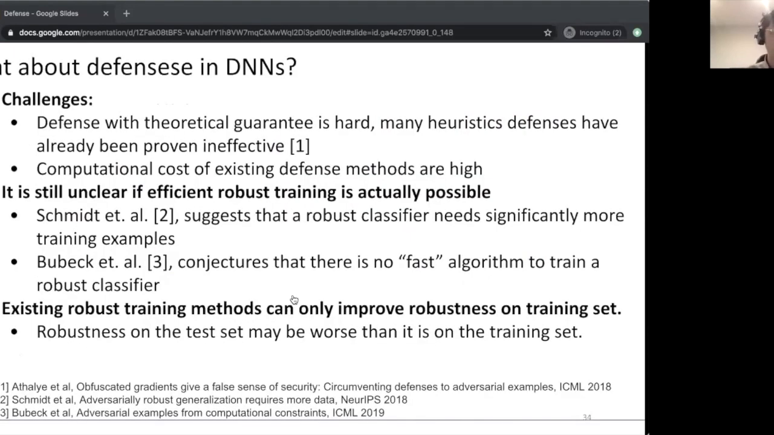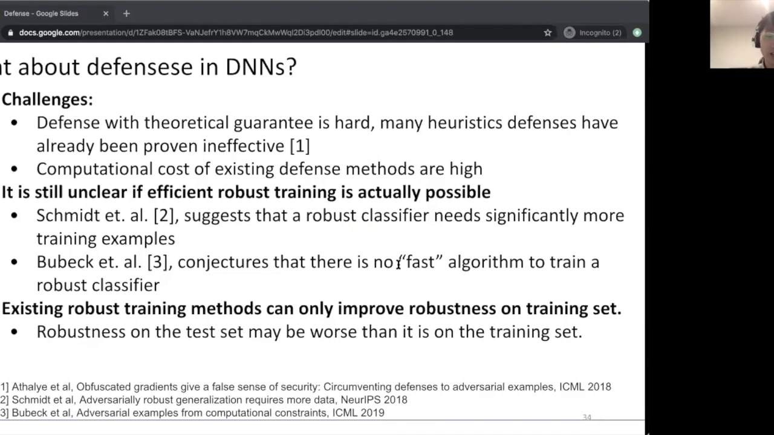So what about defense in deep neural networks? The defense for neural networks is still a largely unsolved problem. We have seen the number of adversarial robustness papers grow exponentially during the past few years. There are many existing works trying to build robust deep learning models, but a lot of them lack theoretical guarantees, and many heuristic defense methods have been proven ineffective. Also, the computation cost for training robust deep learning models is pretty high.